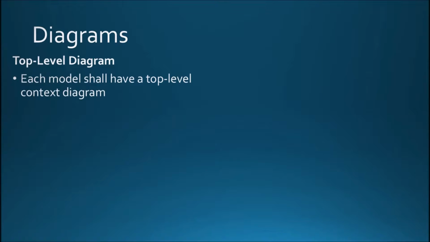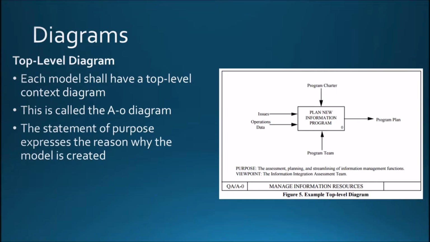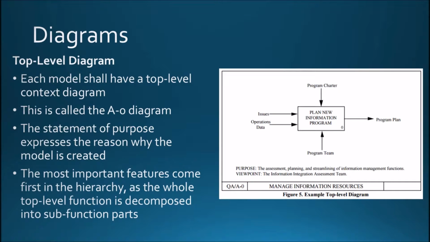Top-level diagram. Each model shall have a top-level context diagram. It is called the A0 diagram. The statement of purpose expresses the reason why the model is created. The most important features come first in the hierarchy, as the whole top-level function is decomposed into subfunction parts.